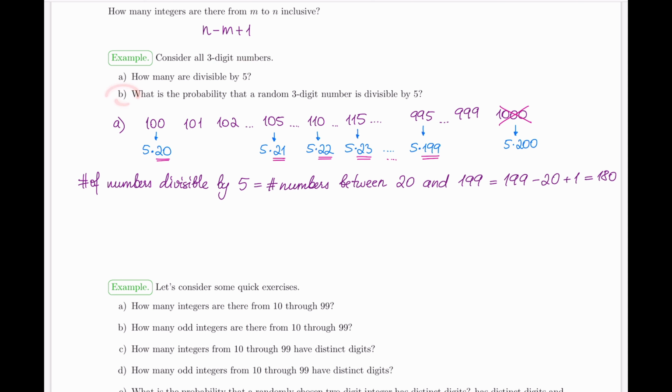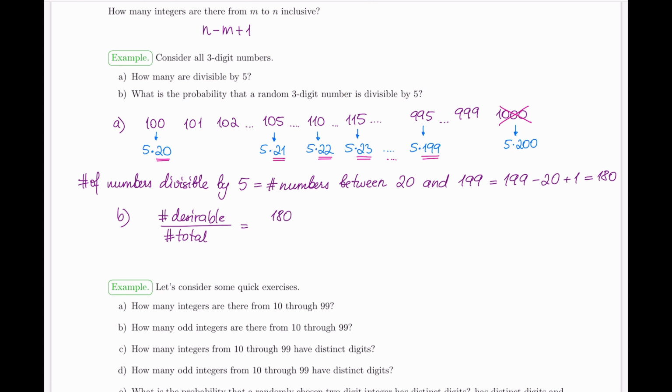Part B is asking about probability. What is the probability that a random 3-digit number is divisible by 5? Back to our formula. The formula suggests that we need the number of desirable outcomes divided by the number of total outcomes. In this case, the desirable outcomes are the numbers divisible by 5, and we know that there are 180 of them.